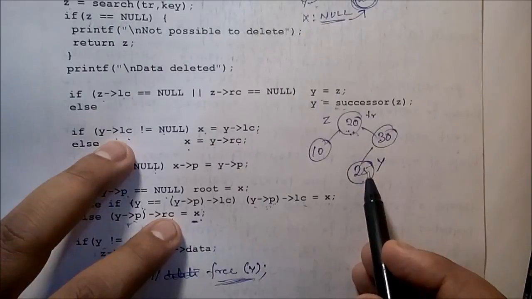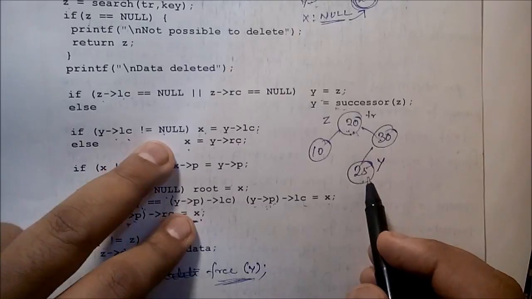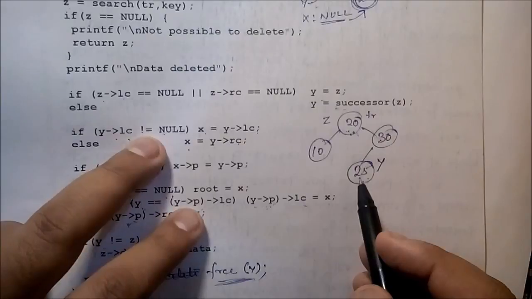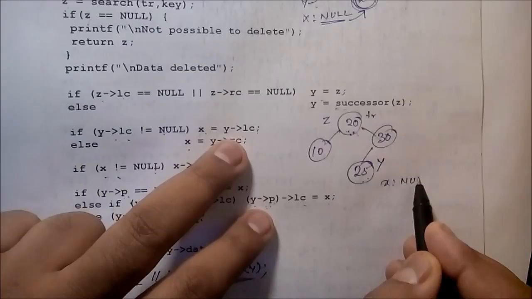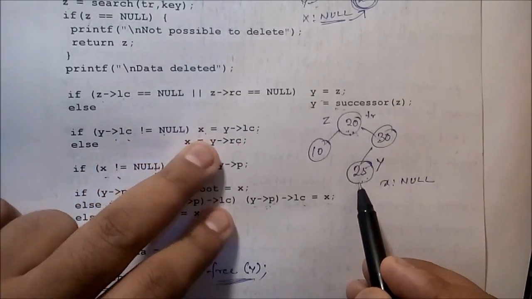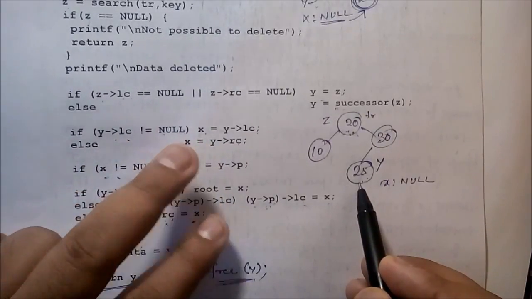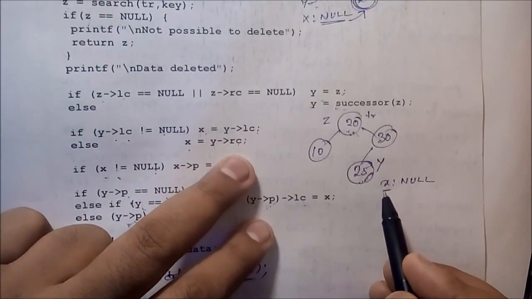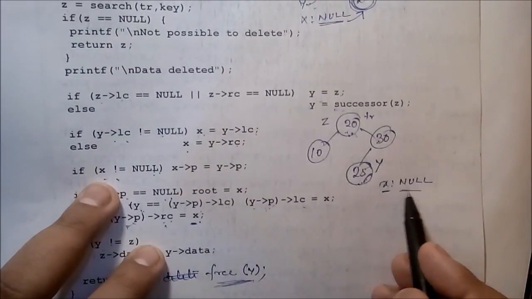Next, is left child of y not equal to null? The condition is false because the left child of y is null. So x is equal to the left child, so x holds the null value. Left child of y not equal to null, the condition is false. So x is equal to the right child of y. What is the right child of y? Null. So the content of x is null. X not equal to null, the condition is false because x is null.